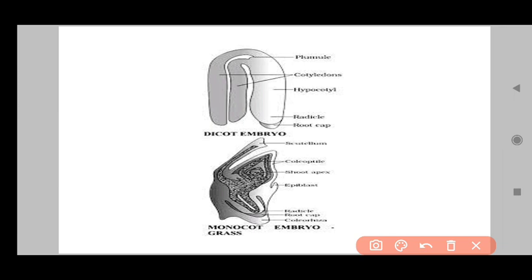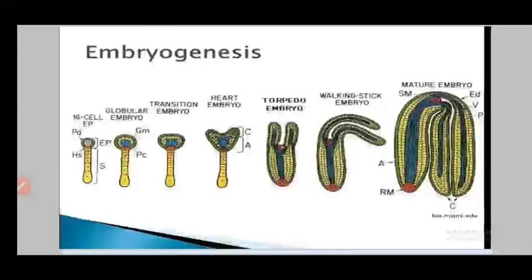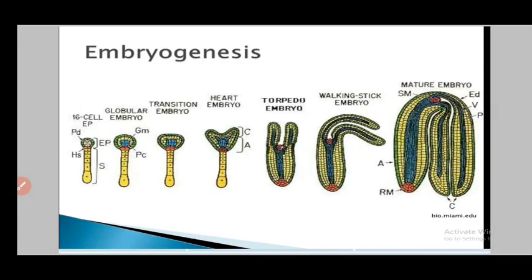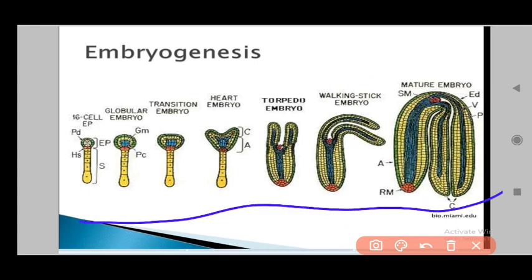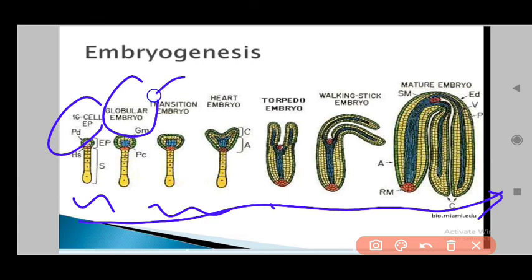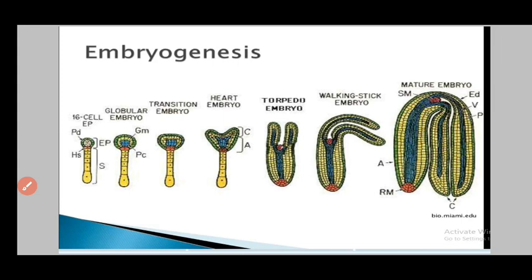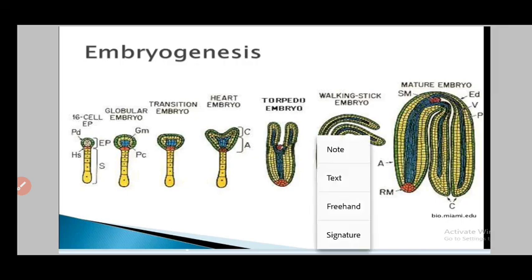Okay, what are the differences? So this was the picture of embryogenesis. We will discuss the embryogenesis process one by one later on, such as how the globular embryo forms, what its functions are, and the heart shape and torpedo stages, what the functions of these structures are and their involvement in the formation of the seed. We will discuss it in the next class.